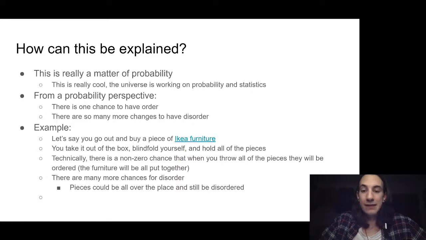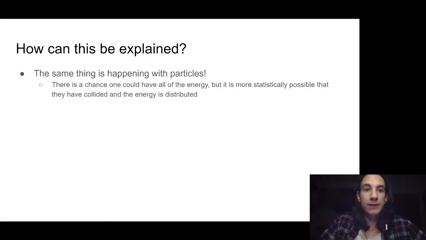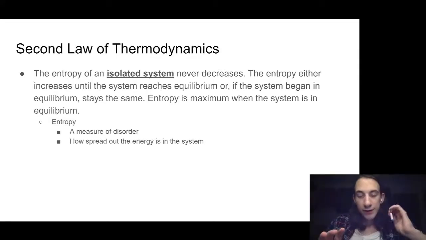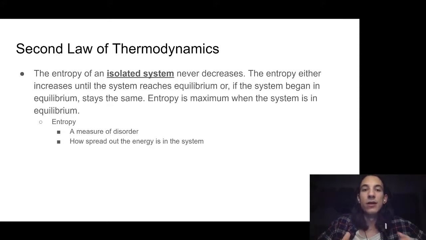So this is statistics. All of this is happening because of statistics. The same thing is happening with our particles. There's a chance one of them could have all the energy, but it's statistically more possible that they have collided and the energy is distributed. So really what entropy is getting to is the second law of thermodynamics.